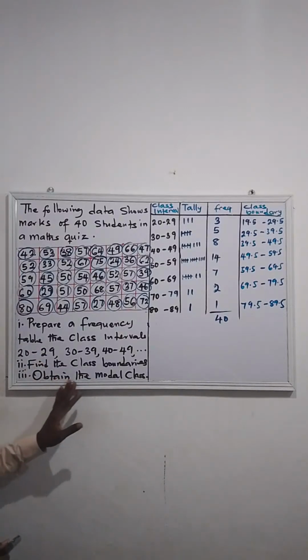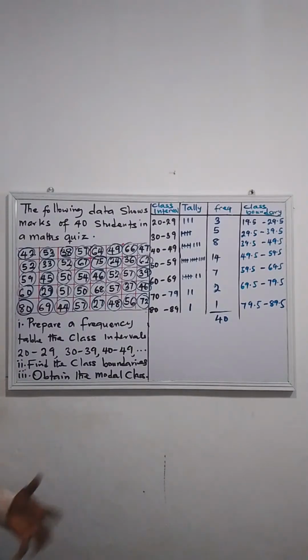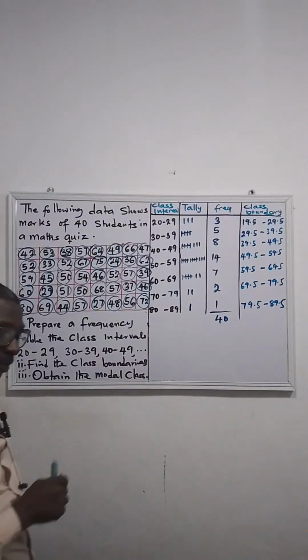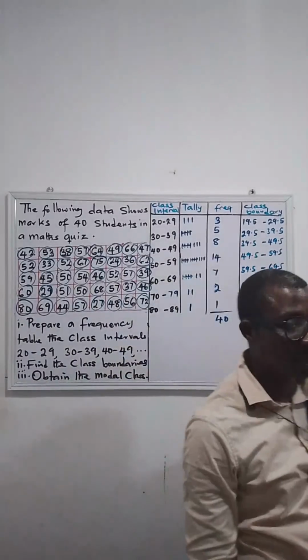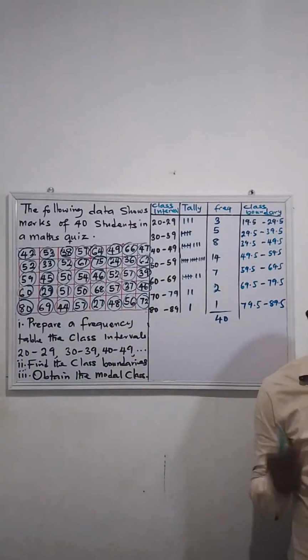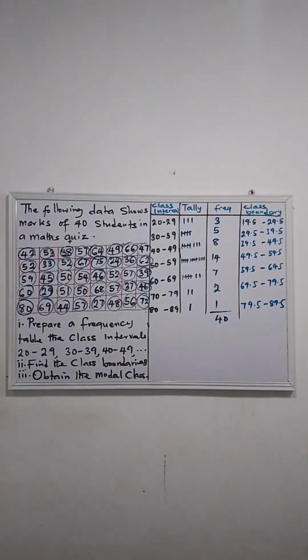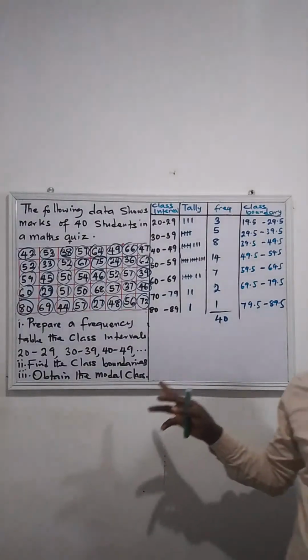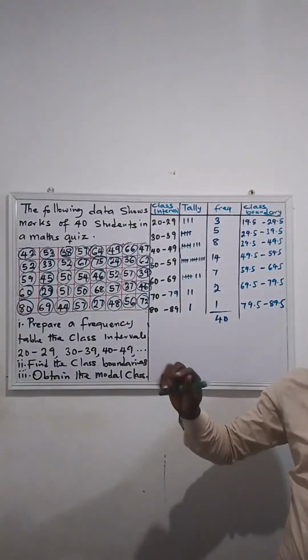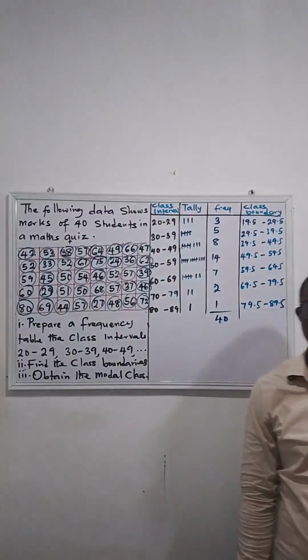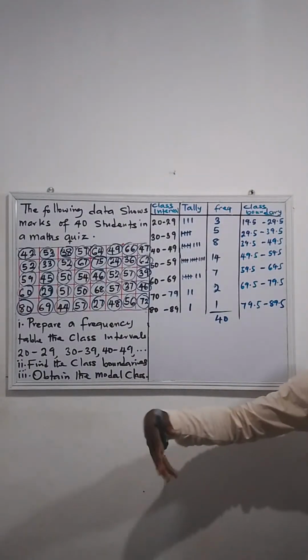Now the next question we have here is the modal class. What is the modal class? The modal class is the class with the highest frequency, where we have a large occurrence of students. That is the modal class. And what is going to be that class? I want you to tell me what class is the modal class from the table we have here. I said modal class is the class with the highest frequency, where we have a large number of students.